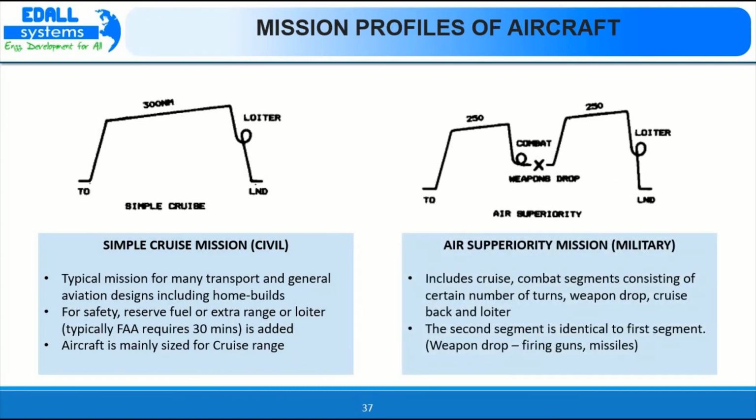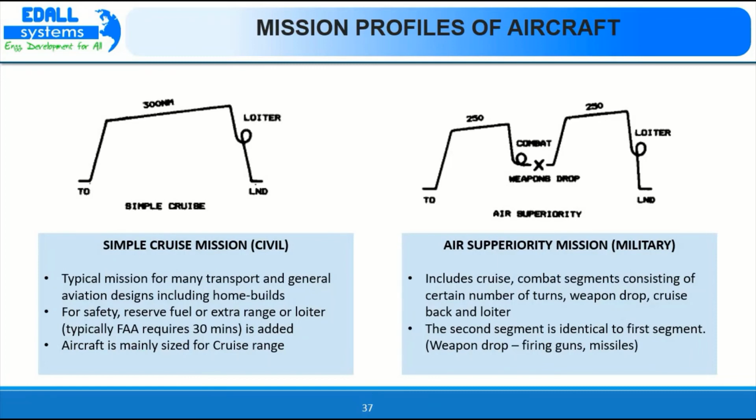Then we have the air superiority mission, that is for military. So here we can see this mission profile is very different from the first one. So this includes cruise, then combat segments consisting of a certain number of turns, weapon drop, cruise back and loiter. The second segment is identical to the first segment.